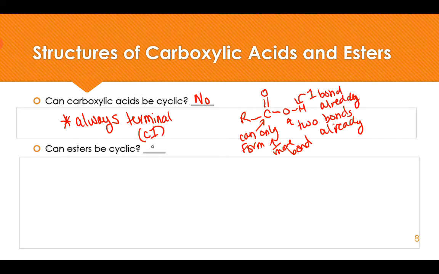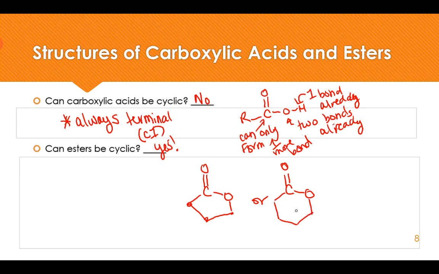Can esters be cyclic? Yes. You can have a cyclic ester as long as you have a long enough carbon chain that you can connect these together. So you could connect the ends together by making either a 5-membered ring or a 6-membered ring. We call them membered rings because not all of the corners are carbon. So you could have a cyclic ester that's a hexagon or a cyclic ester that's a pentagon.